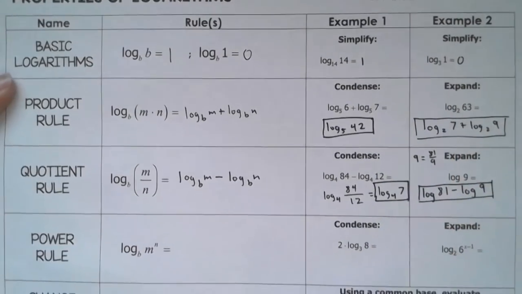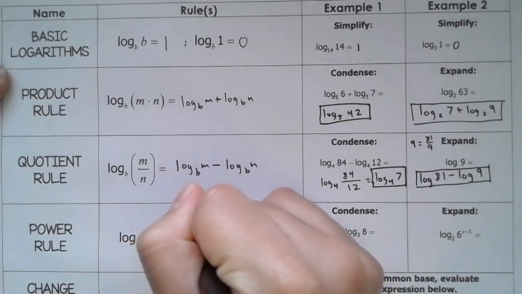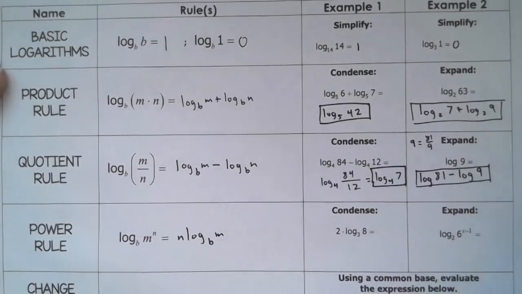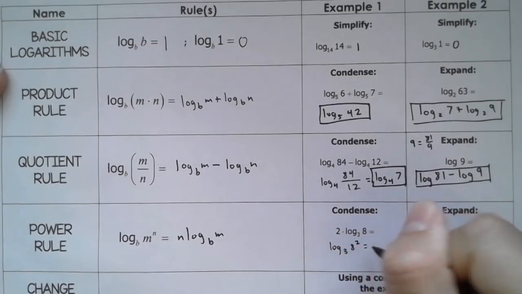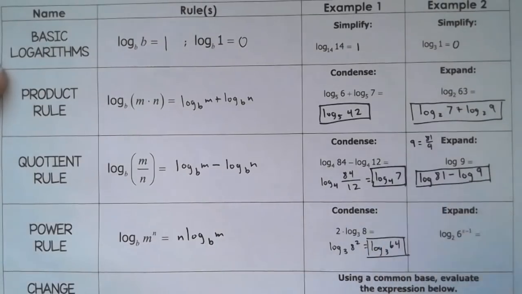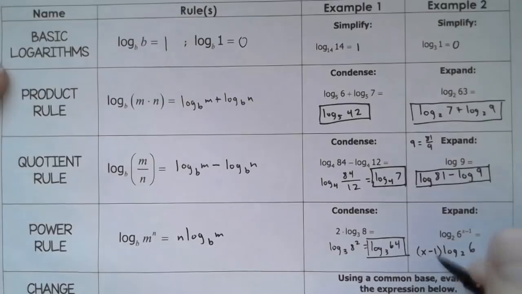That's it. The power rule, you bring the exponent to the front, so n times log base b of m. To condense, I can write this as log base 3 of 8 squared, and that's equal to log base 3 of 64. Expanding, bring the exponent over to the front, so I get x minus 1 times log base 2 of 6, and that's it.